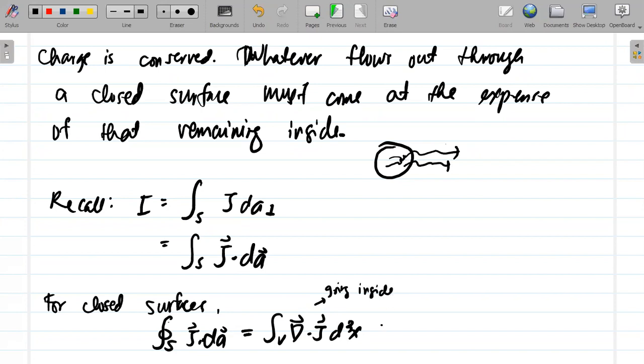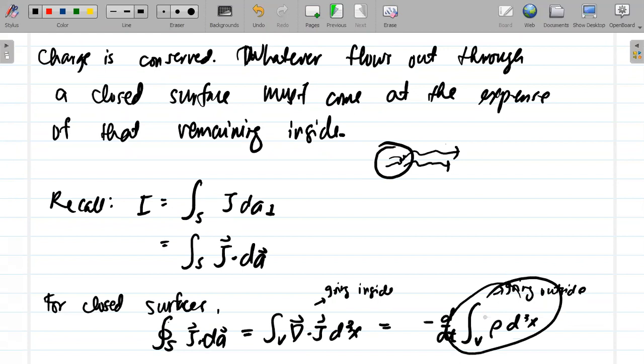Now class, this is equal to the negative time derivative of the charge density d cube x. Going outside. Sige, para ma-absorb niyo. Itong del dot J d cube x, ito yung charges na parang pumapasok doon sa surface mo. Itong kabila naman, rho d cube x. Charge yan, di ba?